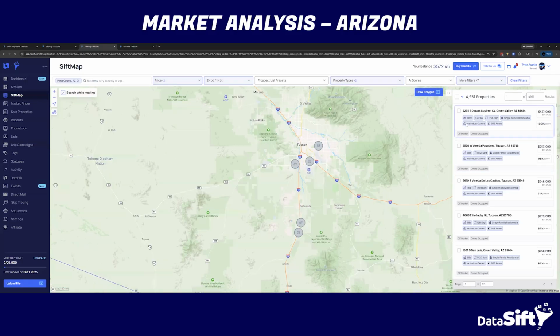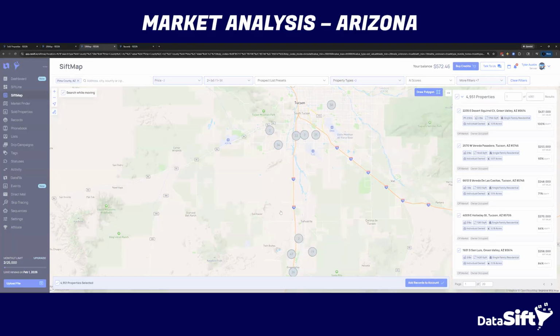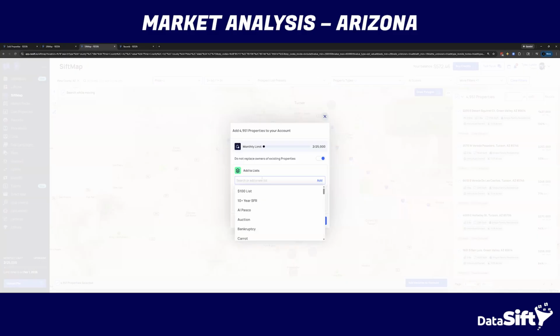So what I would do then is I grab these records, I select them all, click add to account, and name it whatever list I want. You could just do something like Pima, Target, Zips, top 5, or whatever you want. You could also add no list and just add tags.